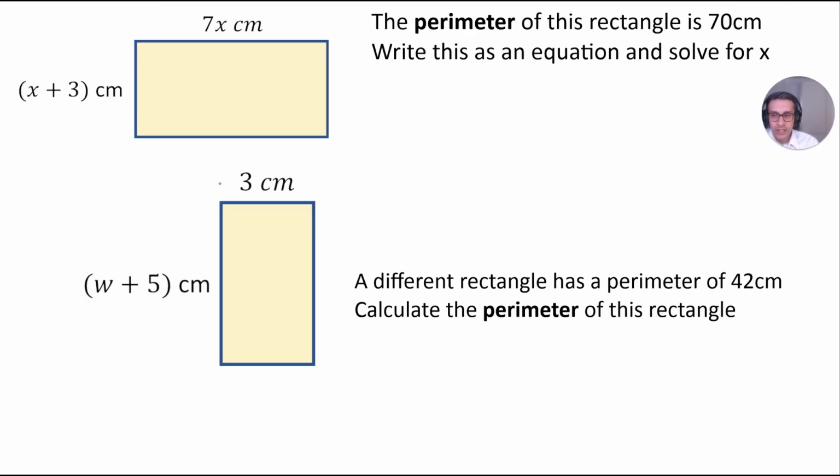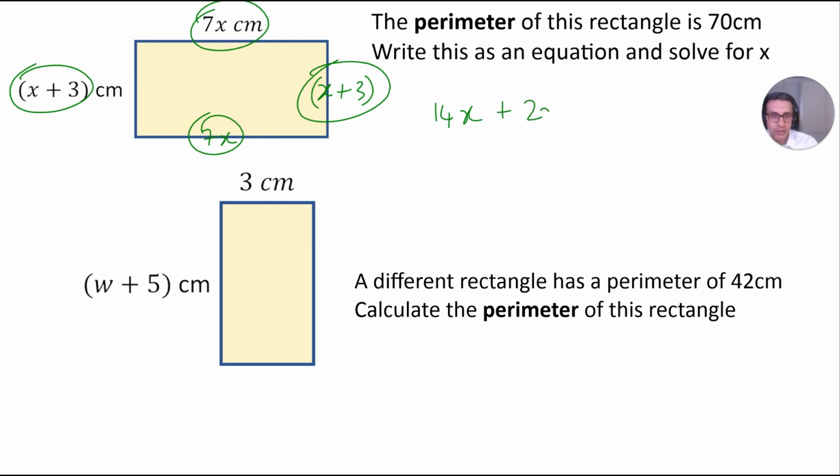Have a look at both of these questions, have a go with them, pause the video. I'm going to show you the answers to these now. So the perimeter of this rectangle is 70, so this will be x plus 3. This will be 7x. So the perimeter is when you add them all up. So let's do that. 7x plus 7x is 14x. x plus 3 plus x plus 3 is 2x plus 6. That is going to equal 70. So 16x plus 6 equals 70.